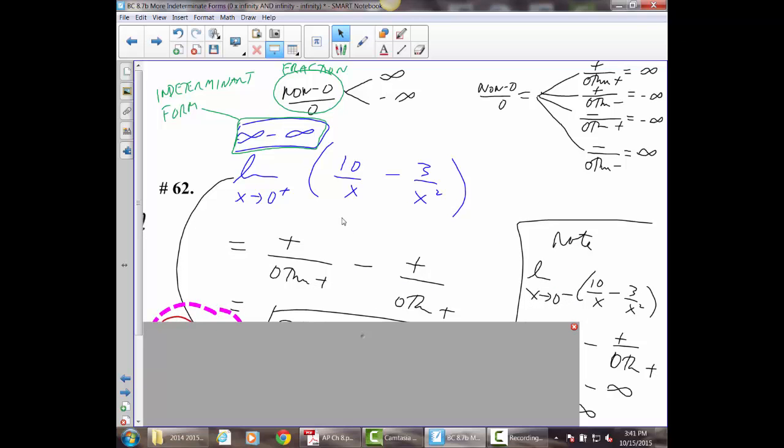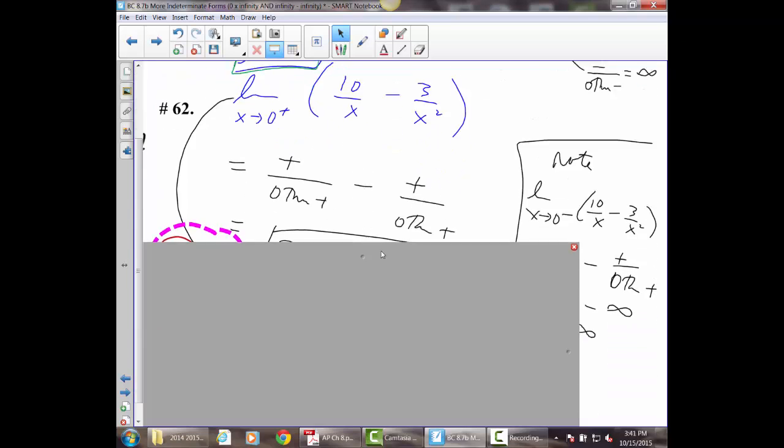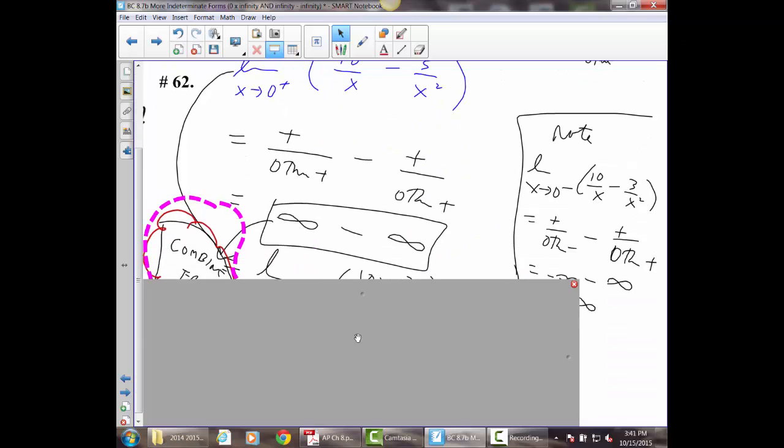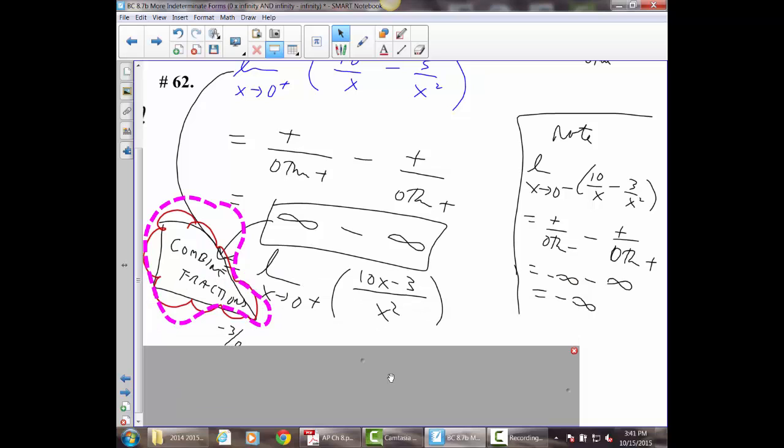So if I approach from the right, I have 10 over 0 minus 3 over 0, so that's going to either give infinity or negative infinity, as will that. So I have a positive 10, my denominator is approaching 0 through positives, then I have minus, then I have a positive 3, and of course I'm squaring this, so that'll be 0 through positives. So what happens is, sure enough, we get infinity minus infinity.